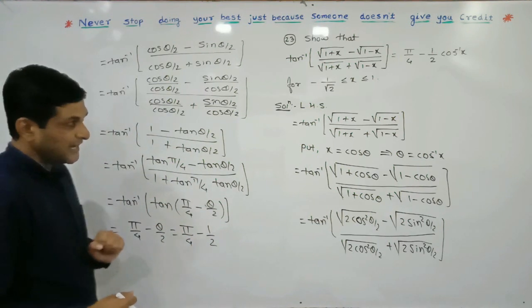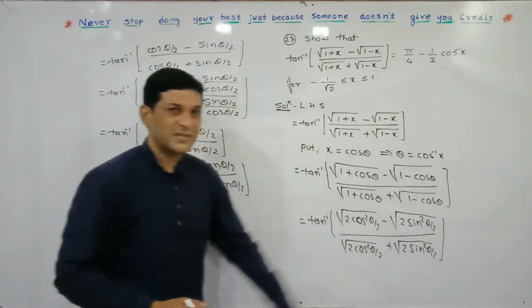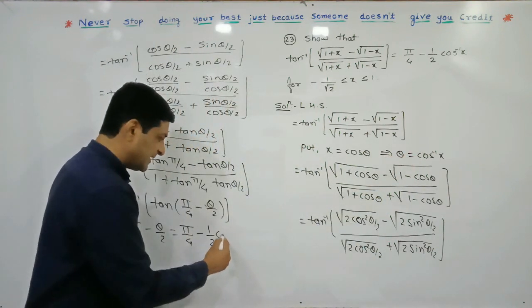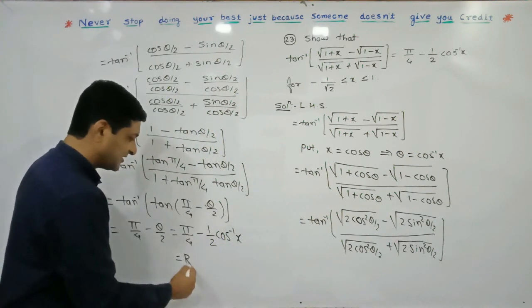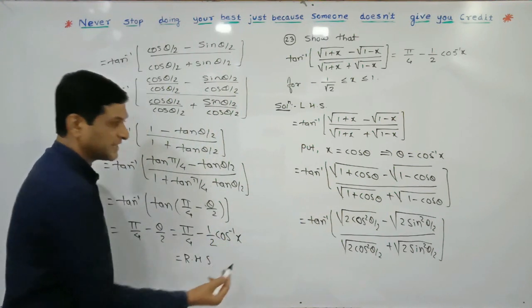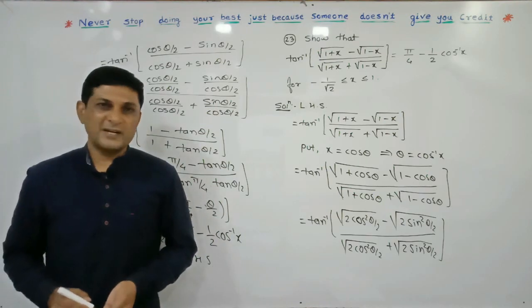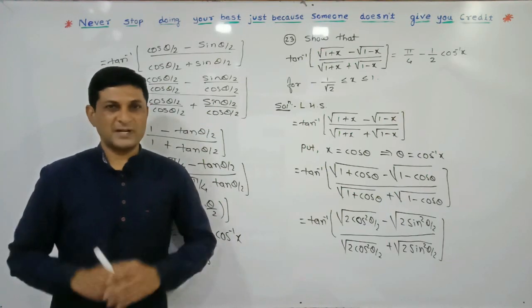And this theta can be replaced by its value. What is the value of theta? Cos inverse of x. So replace theta by cos inverse of x. And can I say that this is nothing but our required result, the right hand side. In this way, considering the left hand side, we have shown that its value is equal to the right hand side.